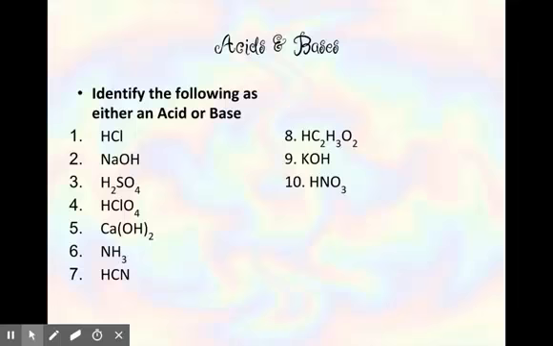Number 7, hydrogen out front again, making it an acid. Number 8, hydrogen out front again, makes it an acid. Number 9, we have the OH group, making it a base. And finally, number 10, hydrogen out front again, makes it an acid. So looking for that hydrogen group in the front or the OH group at the end will help you determine whether something's an acid or a base.